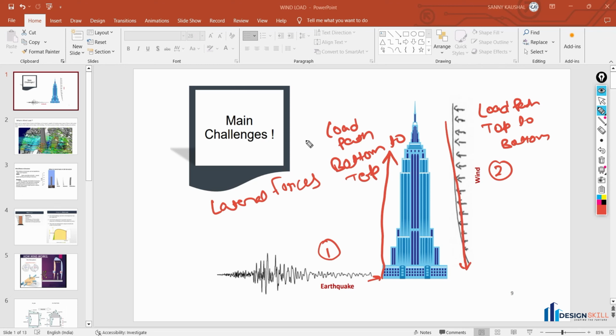So this is the major difference between the two forces. The nature is the same: both are lateral forces, but the load path, how the load is going to transfer in this building, is different. When an earthquake strikes, the load will be transferred from bottom to top, but when the wind strikes, the load path will be from top to bottom. This is the major difference between the two loads in the case of lateral forces. This is the important thing that we have to keep in mind while designing the building, while considering the wind load and the earthquake.